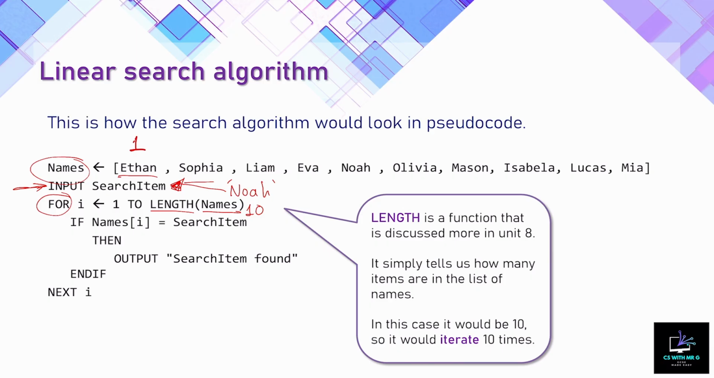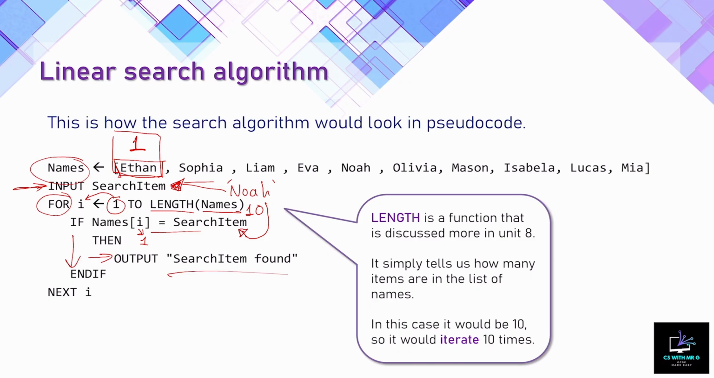Then when we go into the loop, we check if names position I, so I is currently 1, because this is the first time the loop is going to run, equals our search item. Now if you remember, our search item is Noah, and we're checking if the item inside matches Noah, which in this case it's Ethan, so it doesn't. So this line of code isn't run. This only runs if this condition was true. So if the name matched our search item, then we would have output search item found.